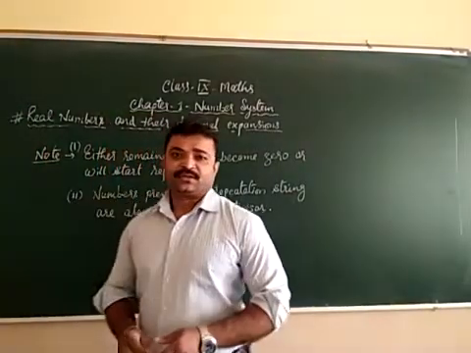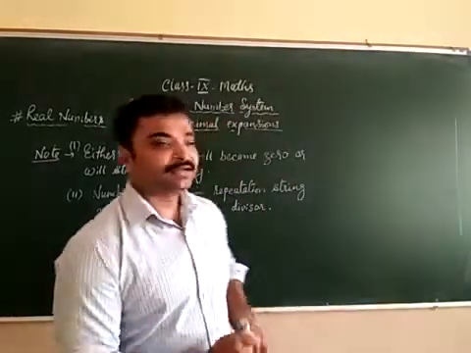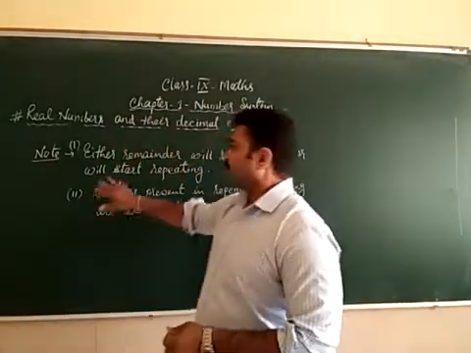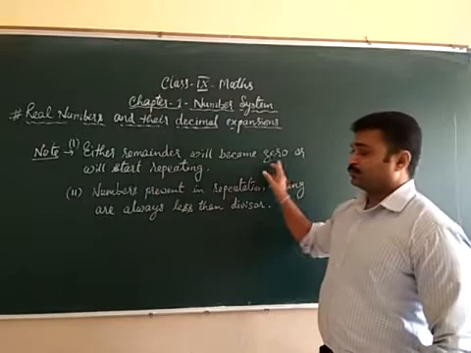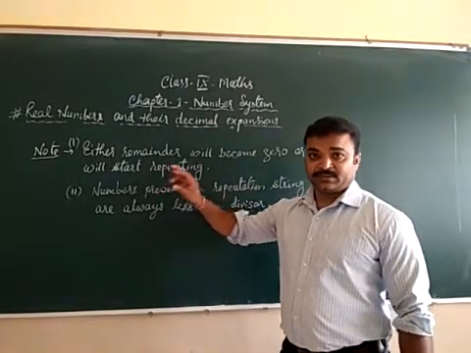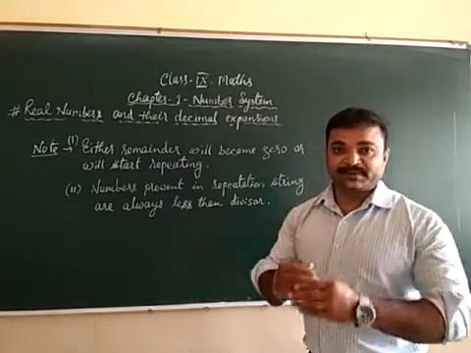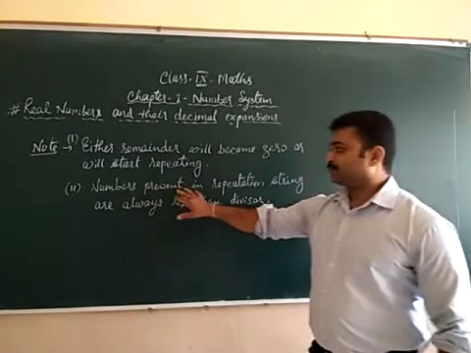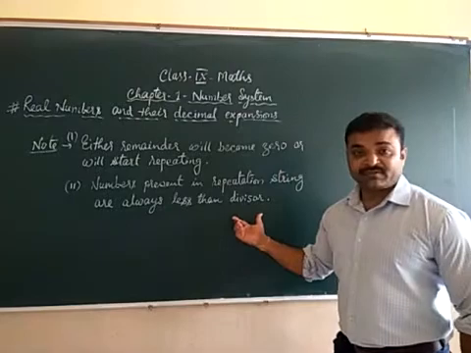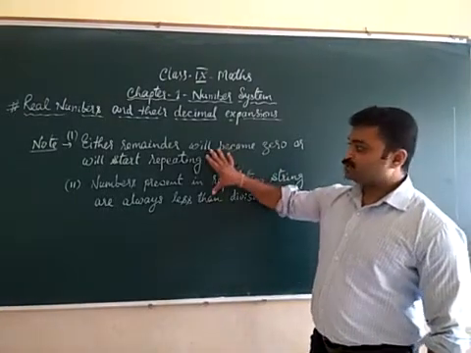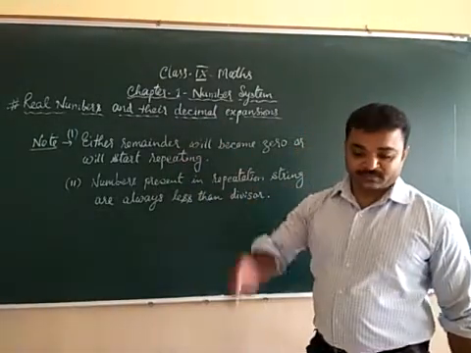So students, in the decimal expansion of real numbers, what do we conclude? We can conclude that either the remainder will become 0, that is terminating, or it will start repeating. The numbers present in the repetition string are always less than the divisor. Clear? So we have noted these two things in the decimal expansion of real numbers.